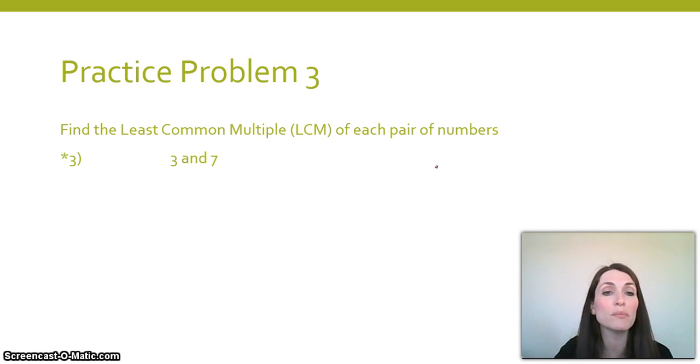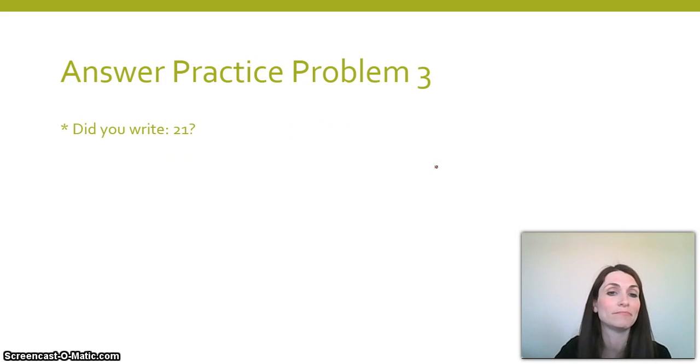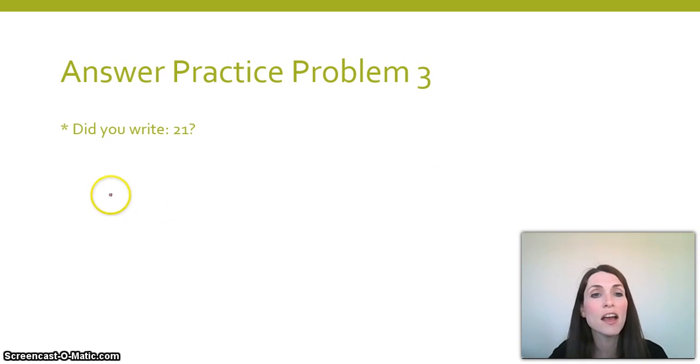Find the least common multiple of 3 and 7. Press pause, work it out. Press play when you're ready to check. Did you write 21? All right, so let's take a look at that. I'm going to show both methods.